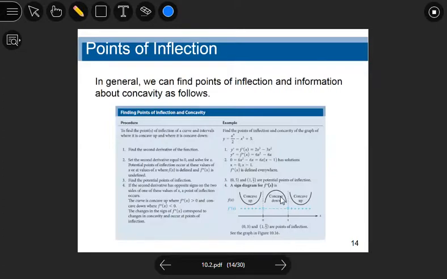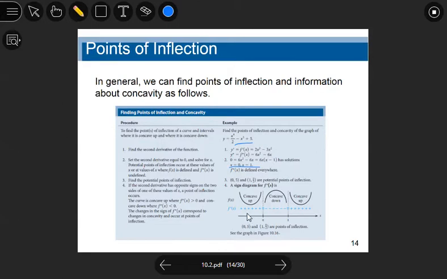So now look at this example. First you are given the function, then we have to find the second derivative. By setting this equal to 0, we can obtain at which point the second derivative becomes 0. So second derivative is 0 means these are inflection points.